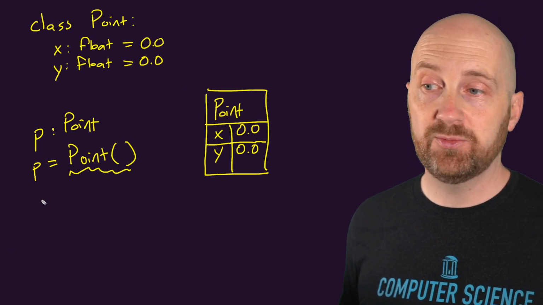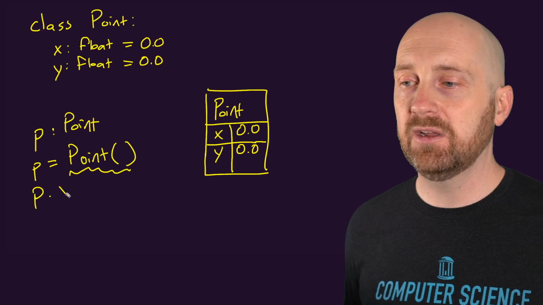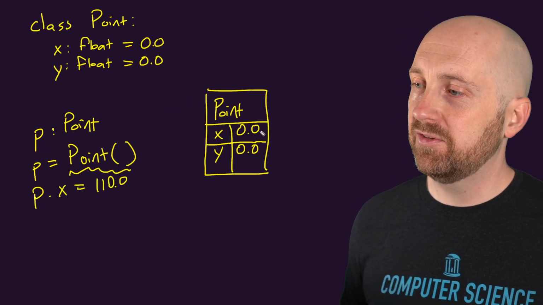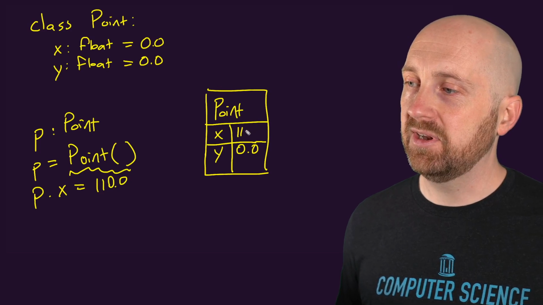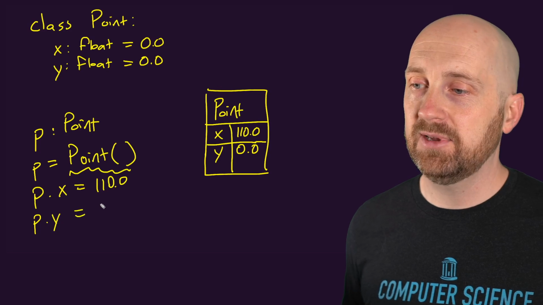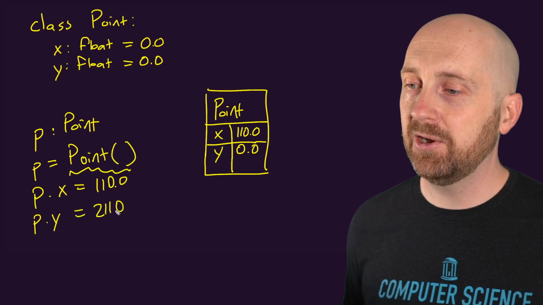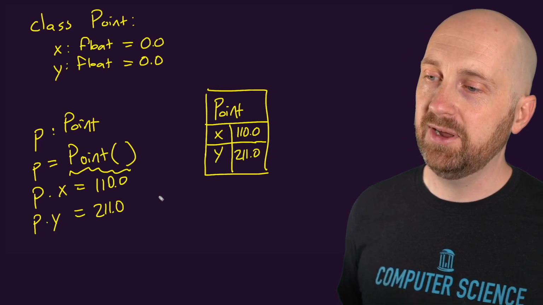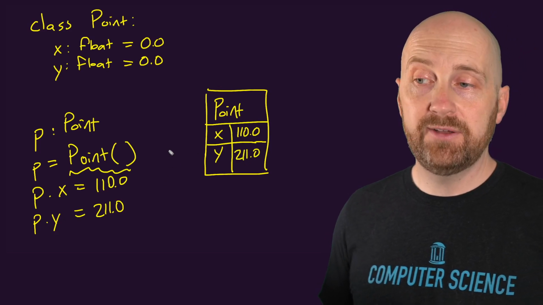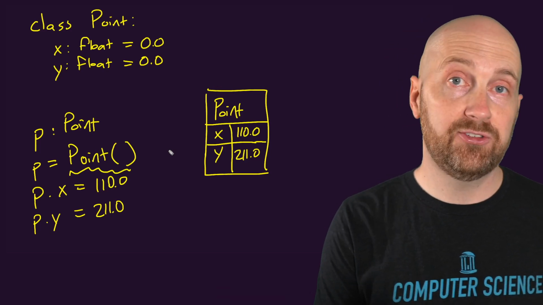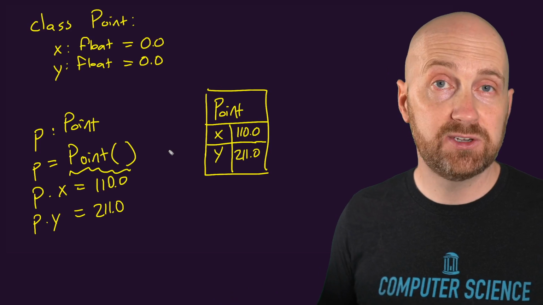So now that we've got this point object that we can work with, we would then need to go and say, okay, p.x is actually 110.0. So the x attribute would be updated to 110, and p.y is, say, 211.0, and y would be updated to 211.0, right? Now, if we find that we're very frequently having to initialize these attributes just after constructing an object, it turns out there's a better way.